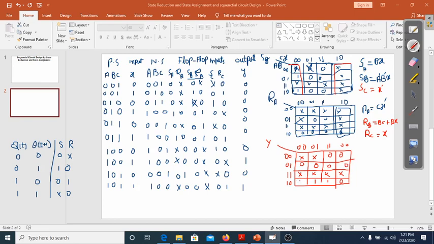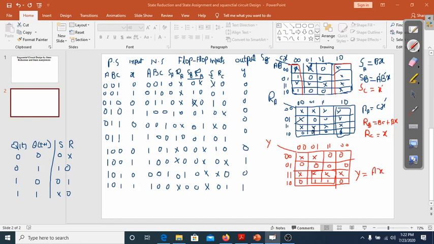Now I have to simplify it. So these 4 boxes are adjacent. By simplifying it, B will simplify with B complement. So Y is equal to A, and here C complement will simplify with C and I will get X. So Y is equal to A of X.